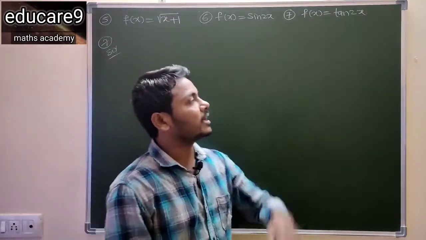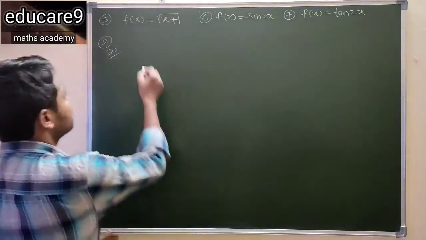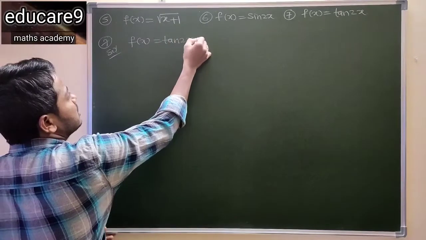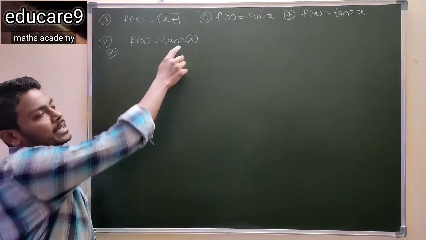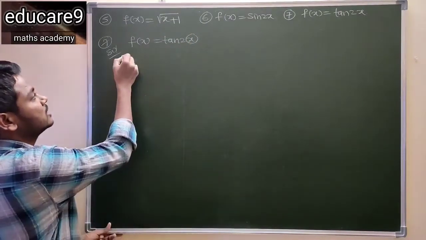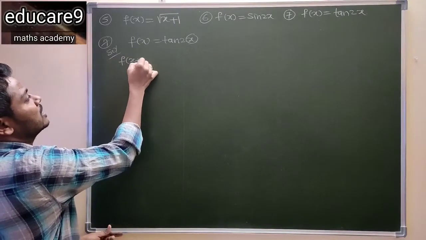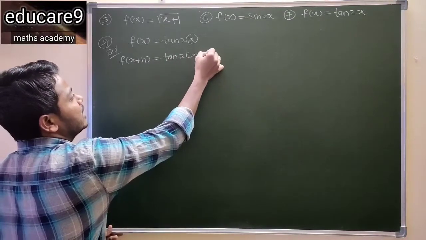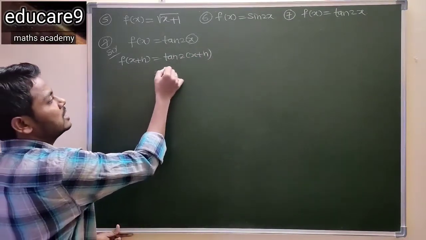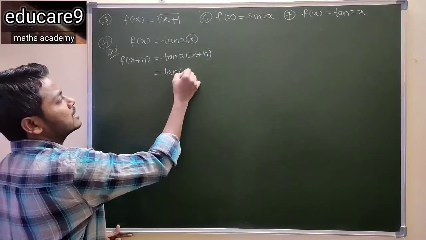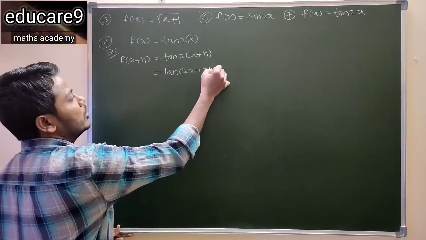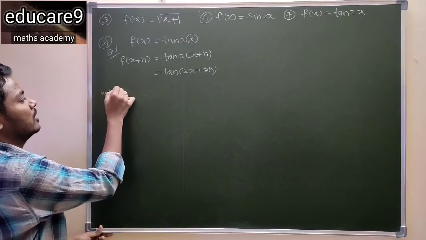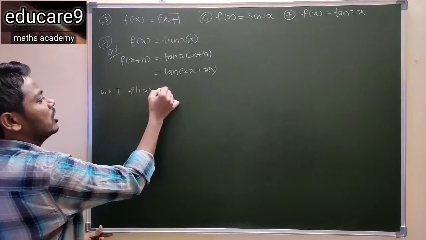See here, next, seventh one. Given function is tan 2x. See here, f of x is equal to tan 2x. Again replace x by x plus h. So f of x plus h is equal to tan 2 times of x plus h. So this is equal to tan of 2x plus 2h. Okay, so therefore we know that f dash of x is equal to what?